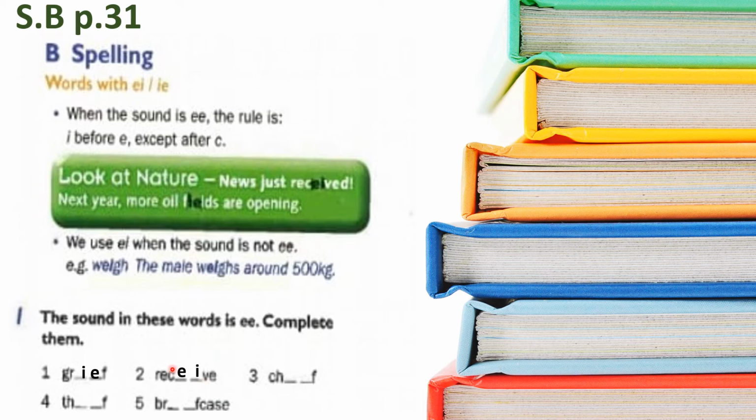Receive means to get and to take. Number 3 is chief, which means leader or head. Number 4, this is thief. And the last one, briefcase, which means bag. So all these words have the sound E.